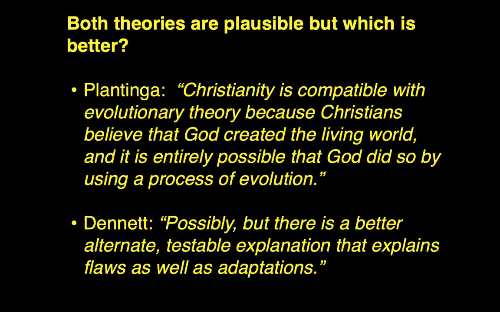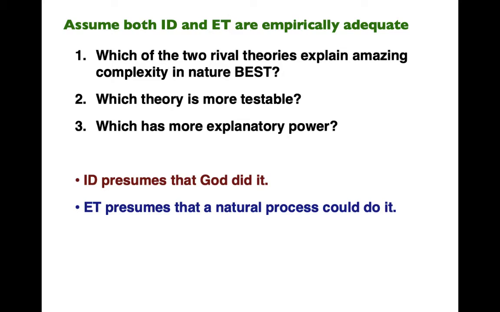And Dennett agrees, possibly, yes. But there is a better, alternate, testable explanation that explains design flaws, as well as those adaptations. So let's assume that both ID and ET are empirically adequate. That is, both account for data. Which of the following two rival theories explains amazing complexity in nature best? That's our question. Which theory is more testable? Which has more explanatory power?